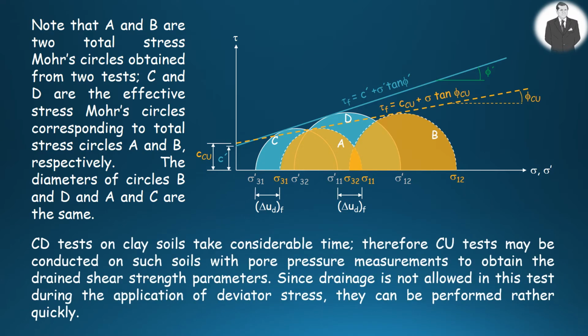CD tests on clay soils take considerable time. Therefore, CU tests may be conducted on such soil with pore pressure measurements to obtain the drained shear strength parameters. Since the drainage is not permitted in these tests during the application of deviator stress, they can be carried out rather quickly.